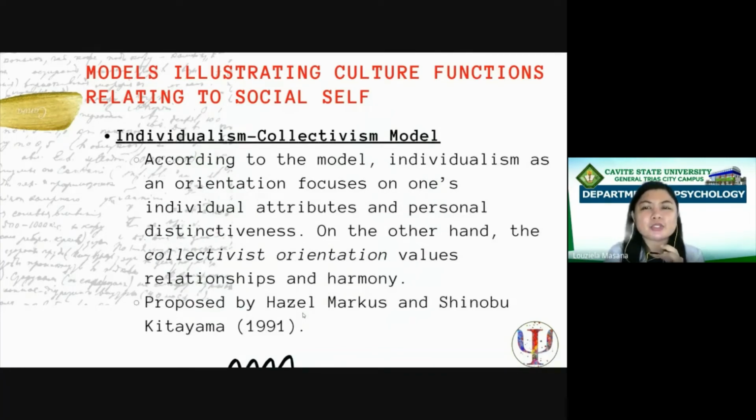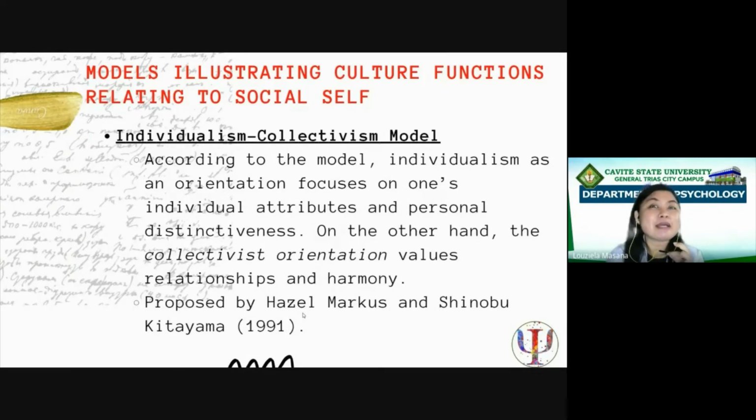So according to this model, individualism is an orientation which focuses on one's individual attributes and personal distinctiveness. Yung collectivist naman is more of relationships harmony. Kung baga kung magdo-drawing tayo, yung individualism, alone siya. No? Mas prefer niya yung working, yung orientation niya is will finish the goals by him or herself. Individualism nga eh. Yung collectivism naman, it's more of working in groups, valuing relationship with others.